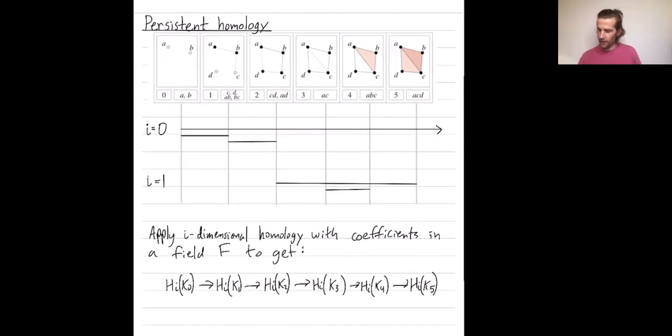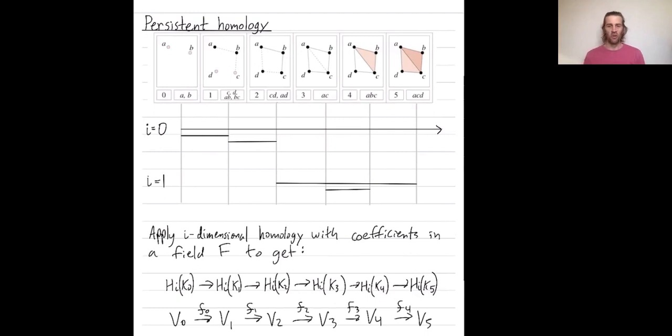On the next slide, I will just call this my 0th vector space, my first vector space, my second vector space, etc. So we'll forget for a moment that these vector spaces were coming from homology groups of spaces, and we'll just consider arbitrary vector spaces equipped with linear maps between. So the diagram with the V's down below is a more general persistence module.